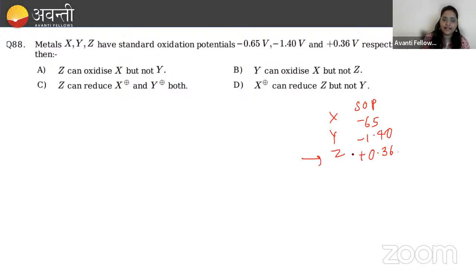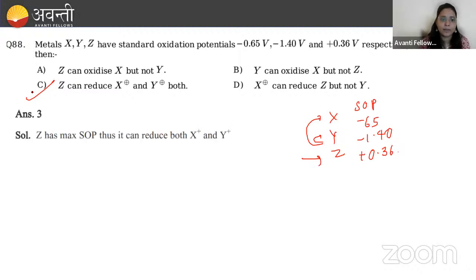So you can see Z is having highest standard oxidation potential. Thus, it can reduce both Y also and X also. Right? So what will be the correct answer? C will be the correct answer. Right? उसका वैल्यू ज्यादा है ना, तो वो बाकी दो को रिड्यूस कर सकता है. ऑप्शन सी इज करेक्ट आंसर.